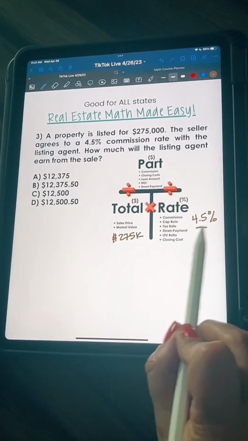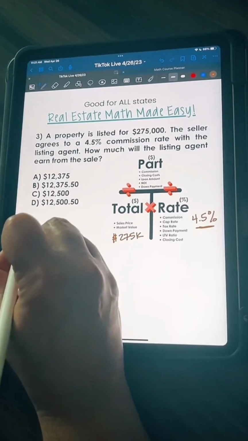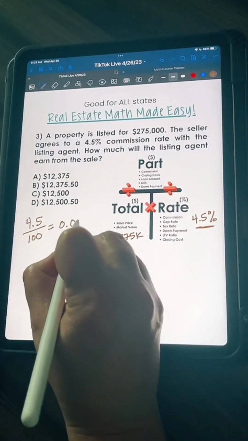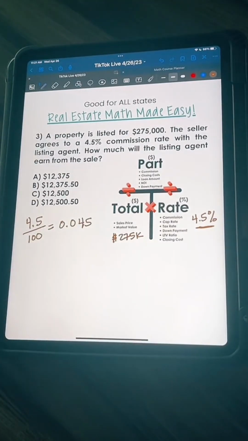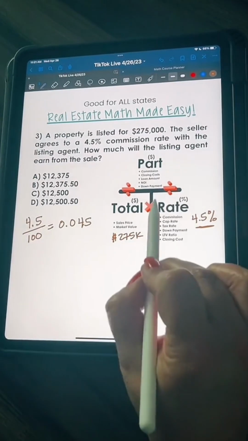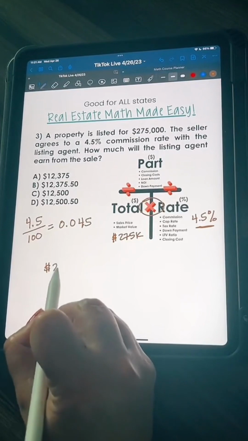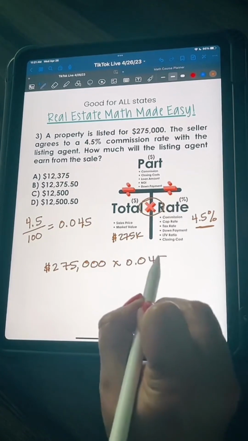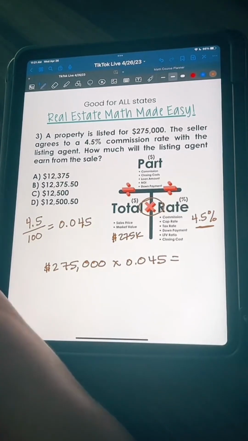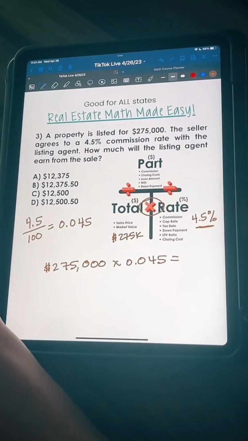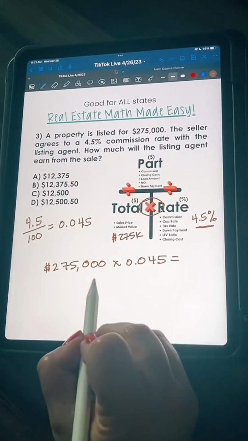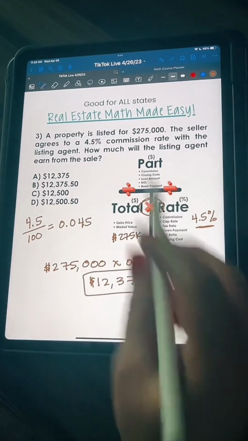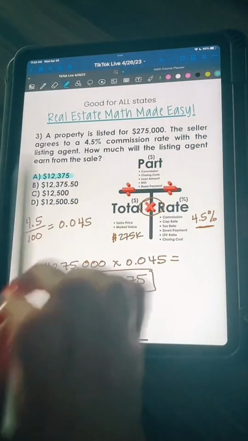Step two is change your percent to a decimal. 4.5% over 100 is going to equal 0.045. So now we just multiply. So $275,000 times 0.045. Punch it into the calculator, and you get $12,375. Whoever said A in there, congratulations, good job.